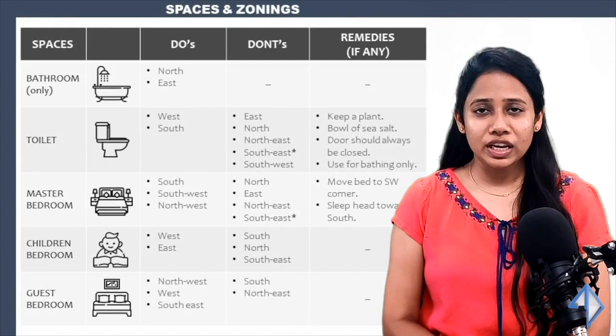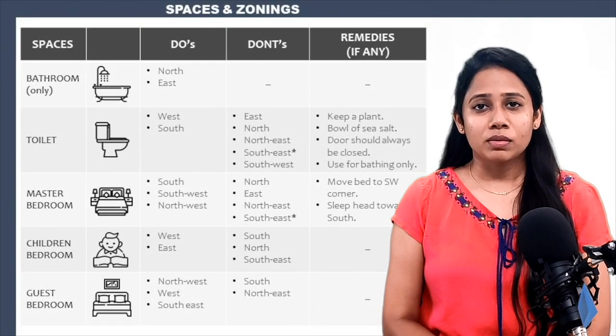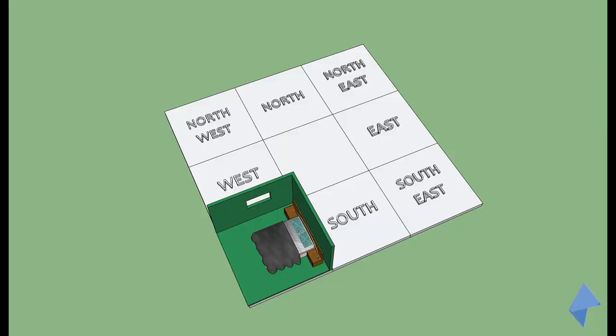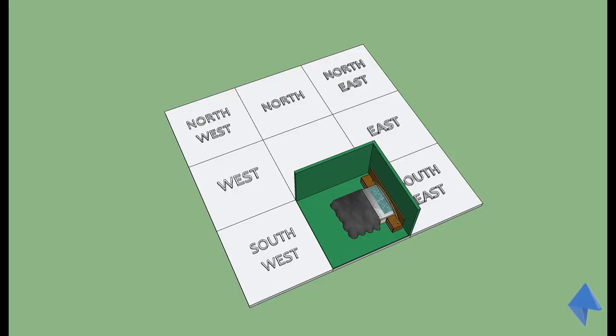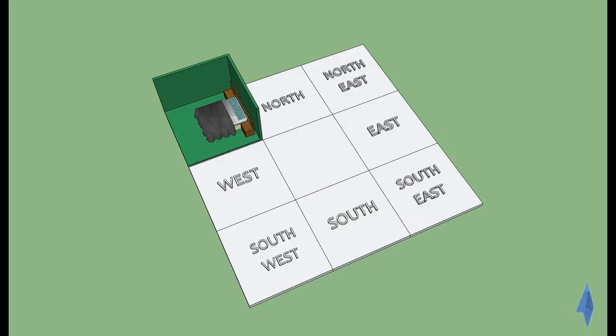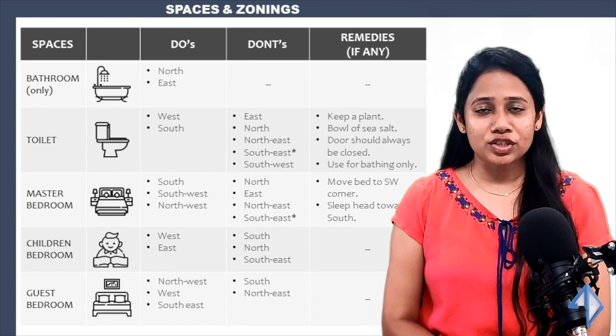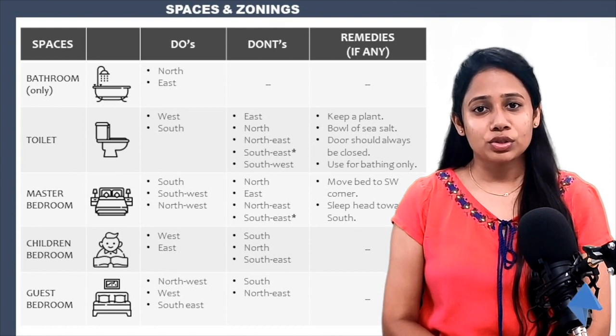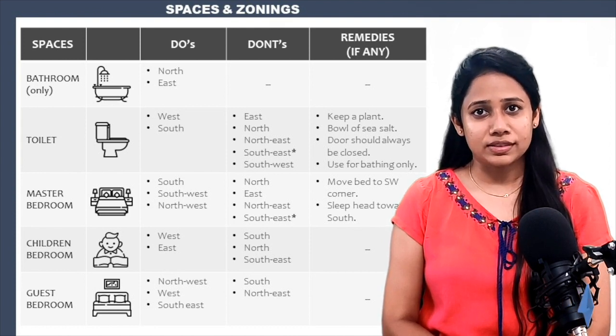The next room we have is master bedroom. Master bedroom is preferred in southwest, south and northwest. Southwest direction represents leadership and dominance quality. Hence, the owner of the house should be given master bedroom in this direction.